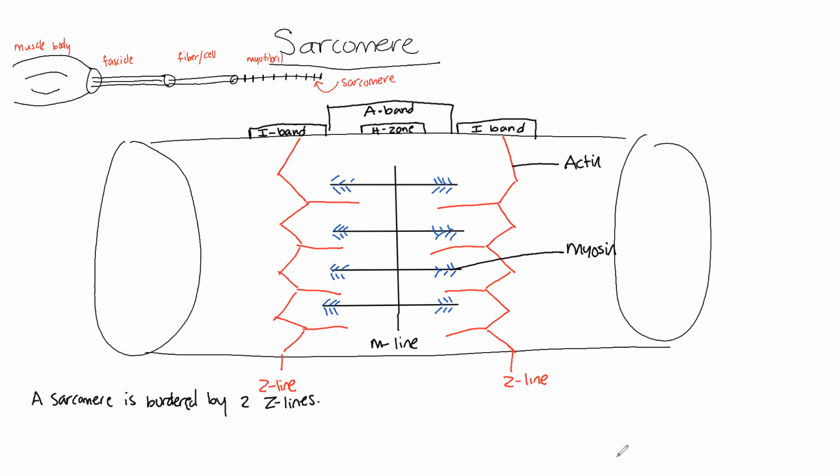I also want to point out, or insert rather, the titin protein. So remember, we've got these stretchy proteins that are helping to anchor the thick filaments and provide this elasticity and support as the sarcomere shortens. So this is titin.